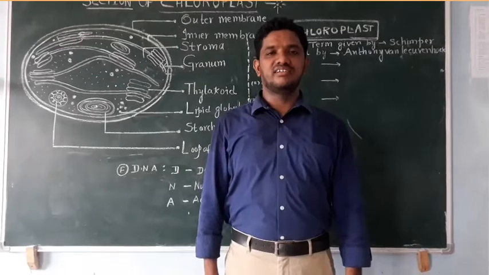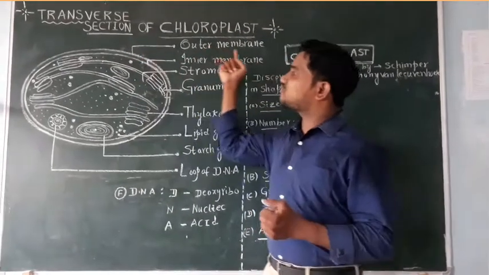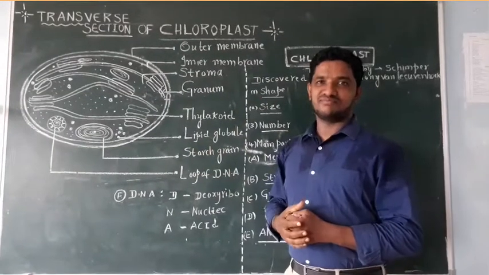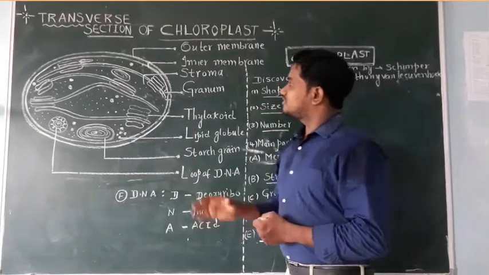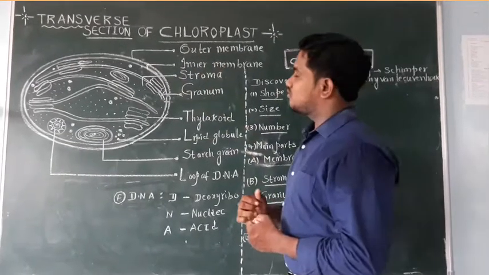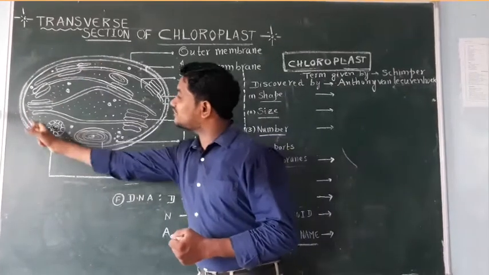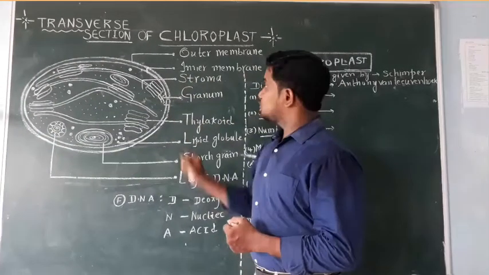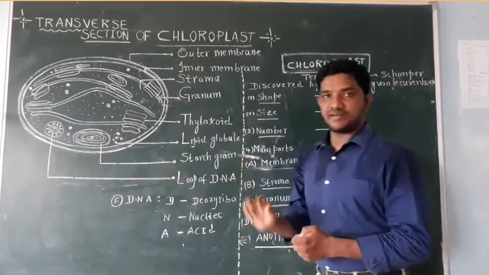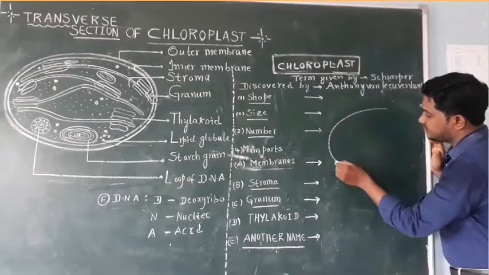Good morning children. Today we are going to learn about the transverse section of chloroplast. This is the structure of chloroplast. Observe this. Around the chloroplast there are two layers. I am drawing it here. Look at this one.